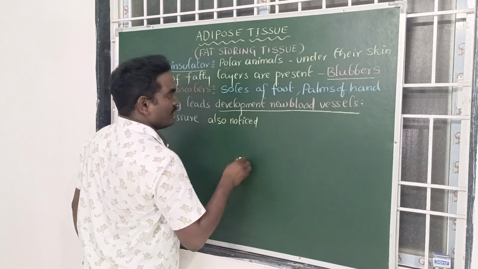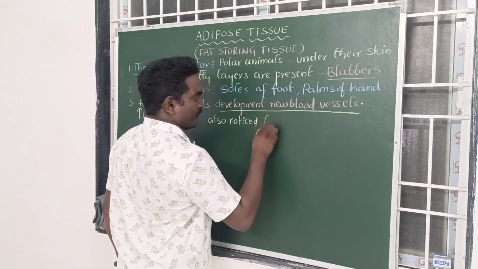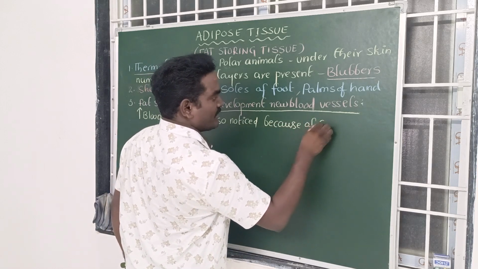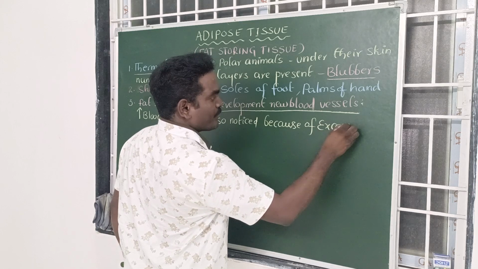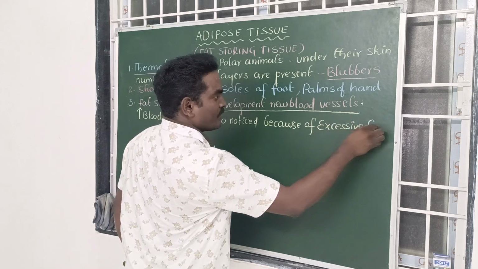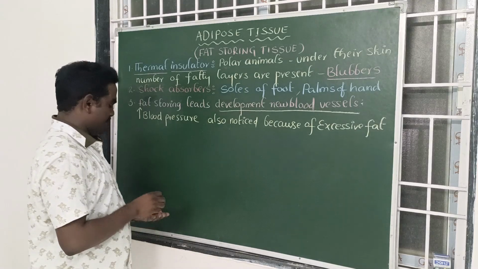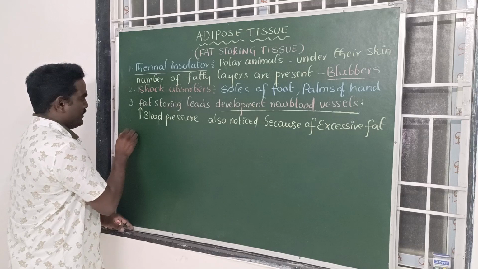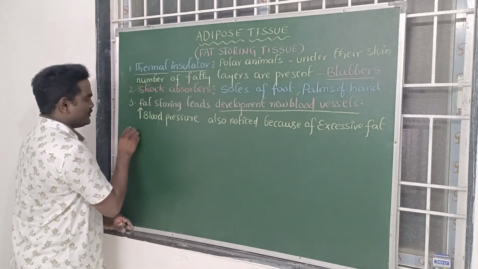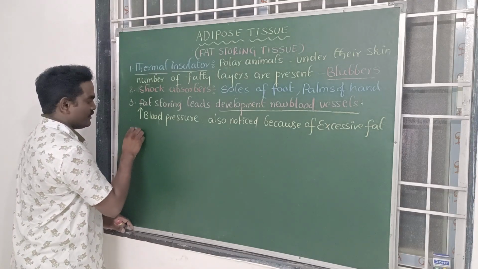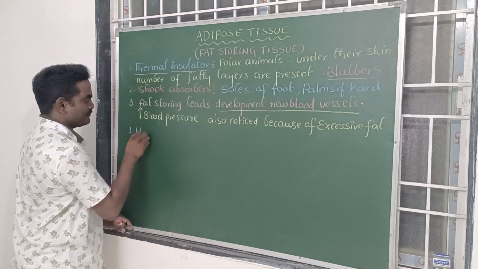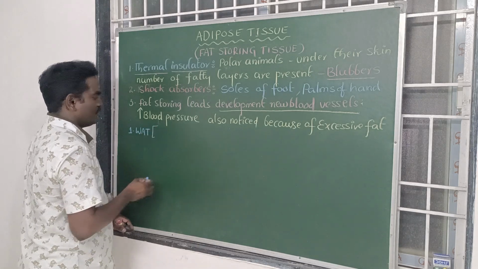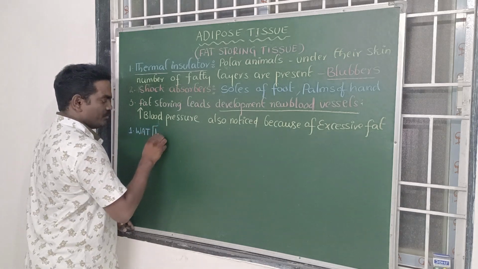It is noticed because of excessive fat. Next, these are some functions. Now let me come to the classification. Adipose tissue is broadly classified into two types. One is WAT, white adipose tissue.